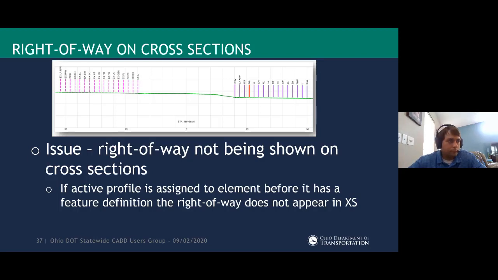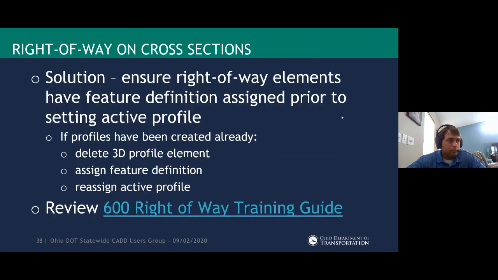So next slide, please, JD. The solution is to ensure that the right of way elements have a feature definition assigned prior to setting the profile active for each of those elements. So if you've already profiled those elements, just delete the 3D profile element, reassign the feature definition in plan view, and then reassign the active profile, and that should take care of it. And we have that workflow defined in the 600 right-of-way training guide. So there's a link to that as well. So if you're unsure of the process, please review that.